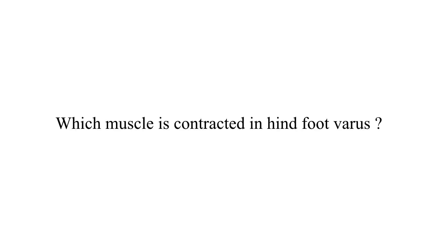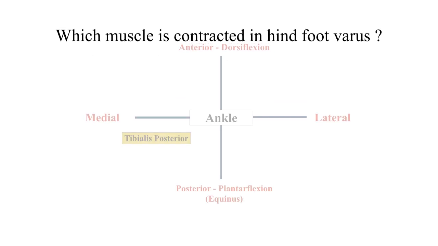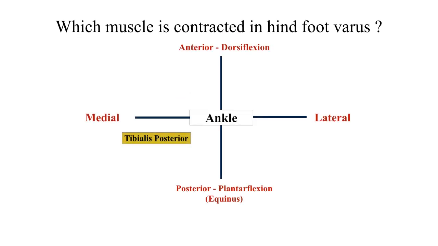Next question, which muscle is contracted in hindfoot varus deformity? So varus occurs in the subtalar joint and varus means the hindfoot is turned inwards towards the midline at the subtalar joint. And as given in the previous talks, you divide the ankle joint into 4 quadrants and varus is the posteromedial quadrant and the important muscle causing varus is tibialis posterior. So the answer is tibialis posterior.